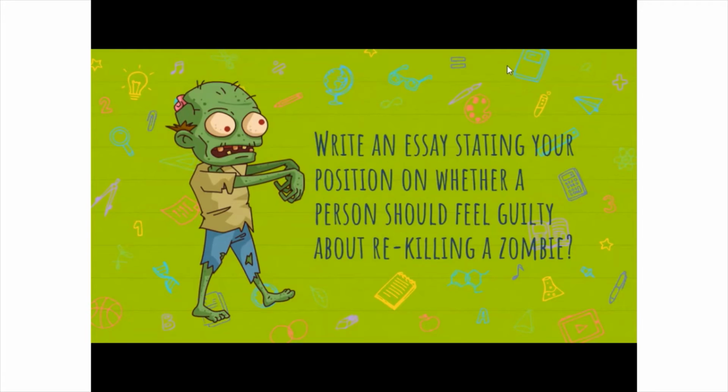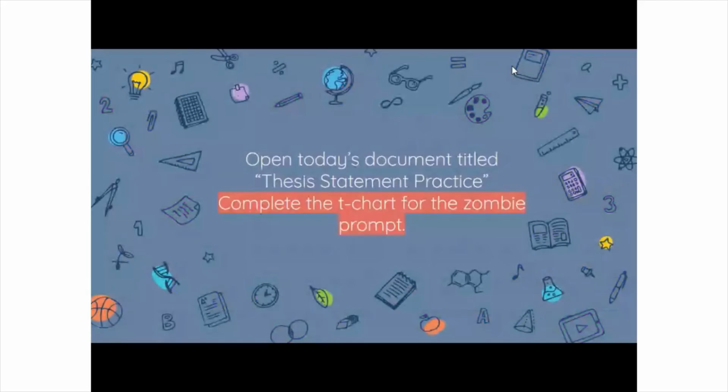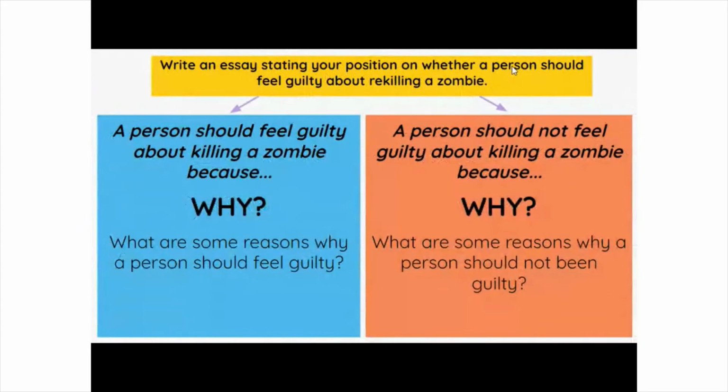So let's say on the STAR test, it tells you, write an essay stating your position on whether a person should feel guilty about killing a zombie. Okay, so take a second, think about what position you would be, okay? And if you haven't already, open up that practice and complete the T-chart. So I'm gonna put a timer for 3 minutes. And I want you to think of all the different reasons why someone could say that a person should feel guilty, and all the different reasons why a person would say a person shouldn't feel guilty.